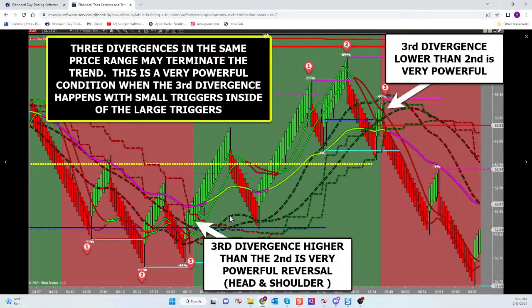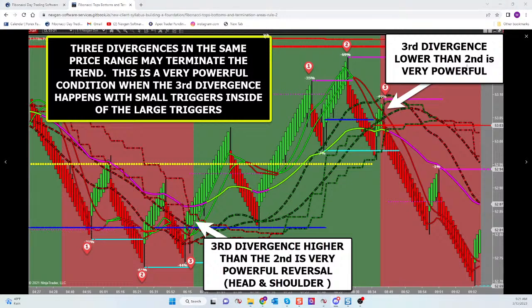And this is going to help you identify change that you don't see on that bigger, slower chart. It's three divergences in the same price range, and it may terminate the trend. This becomes very powerful when the third divergence happens with the small triggers inside of the large triggers. So each divergence, each negative number with a divergent cyan low line or a magenta high line, is a loss of momentum in the market.